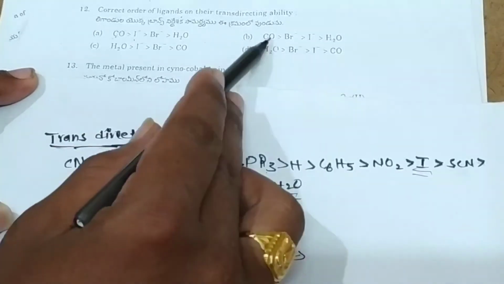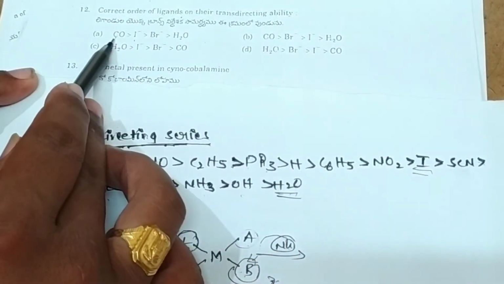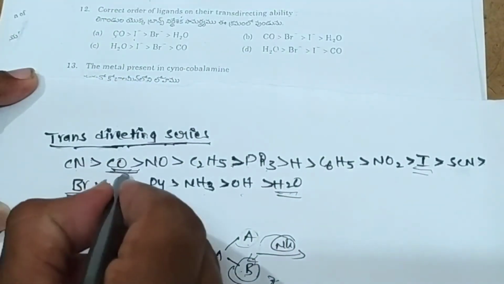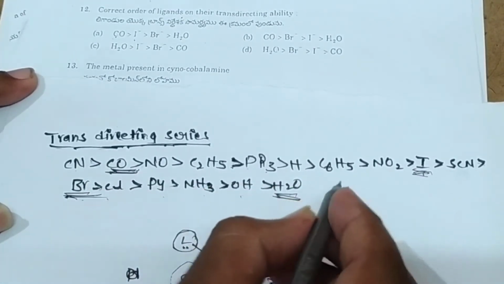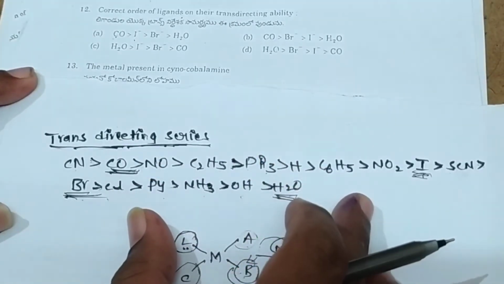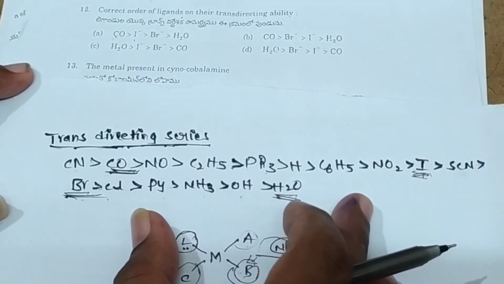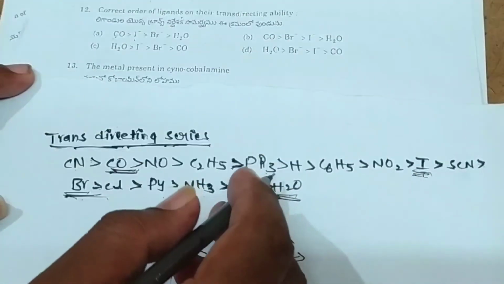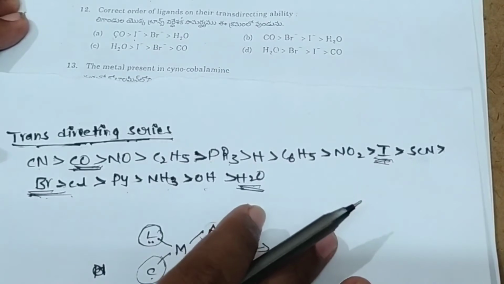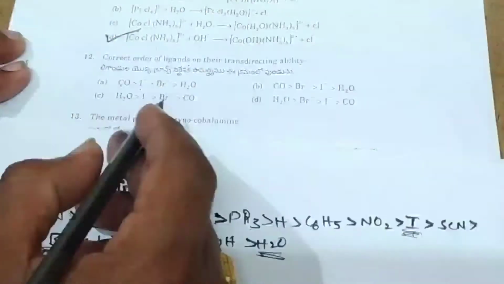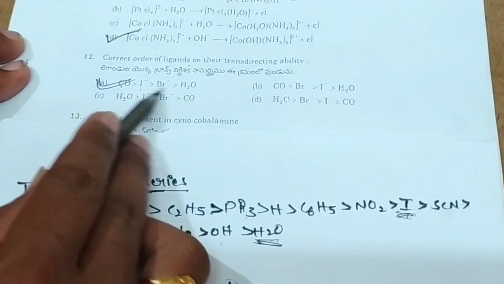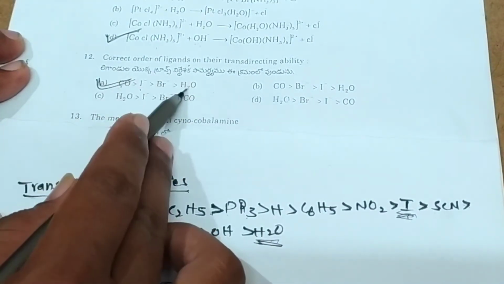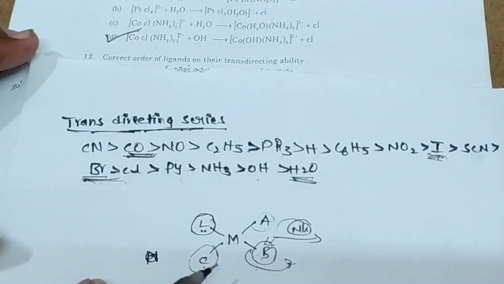Okay friends, in this order, CO has the highest trans-directing ability, so CO, and the next one is I, then Br and H2O. Okay friends, you have to remember this trans-directing series. Now you can solve this problem easily. So the correct order of ligands on their trans-directing ability is A. A is the correct answer because of CO, I, Br, H2O. Okay friends, this is the order. This is clear friends.